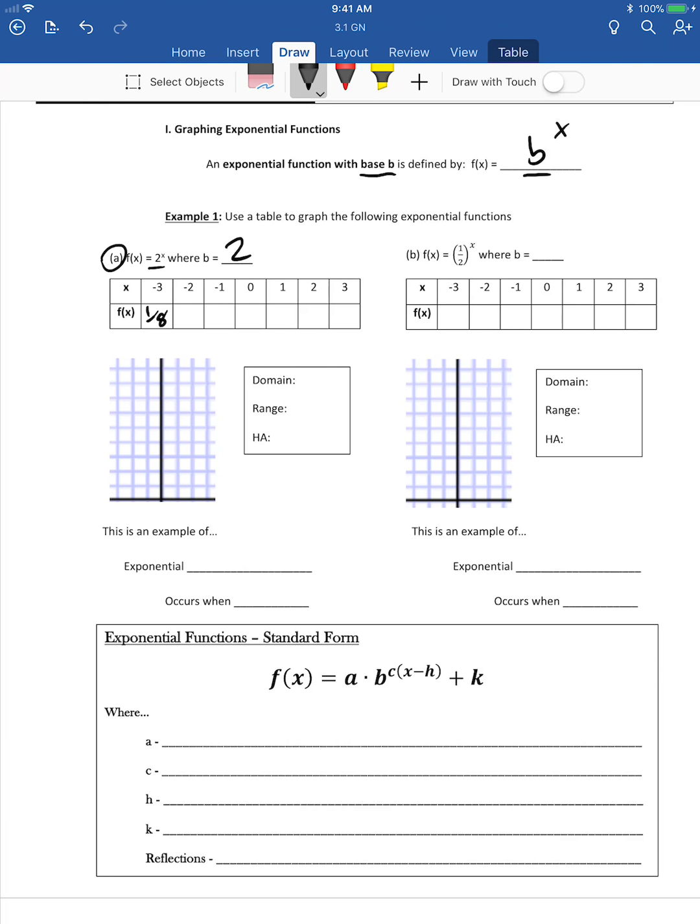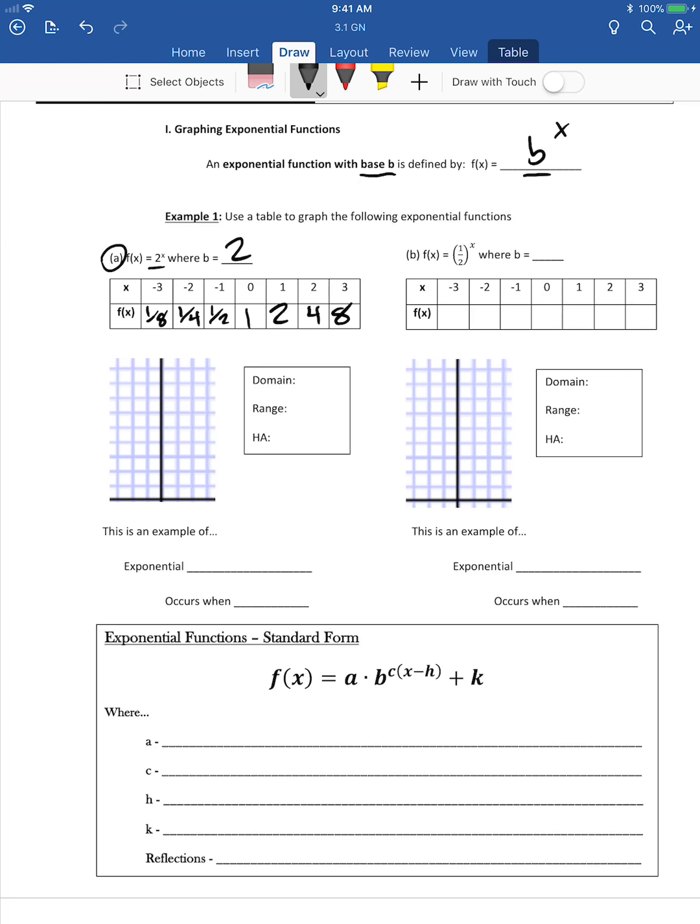Same for negative 2. It'll be 1 over 4. Negative 1 is 1 half. If I plug in 0, 2 to the 0 power is 1. If I plug in 1, that's 2. Plug in 2, that's 4. If I plug in 3, that's 8. So if you're not as familiar with your powers of at least like 2 and 3 and 4, that would be good too. I think you're going to get familiar with them this unit. So look forward to that.